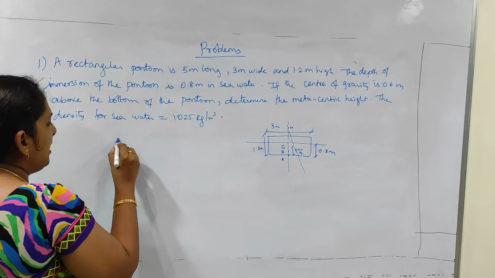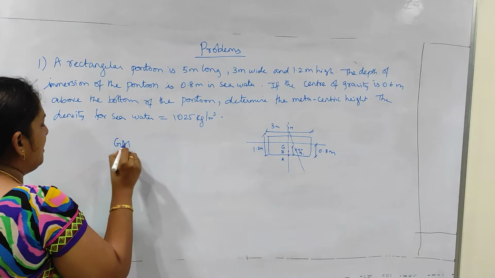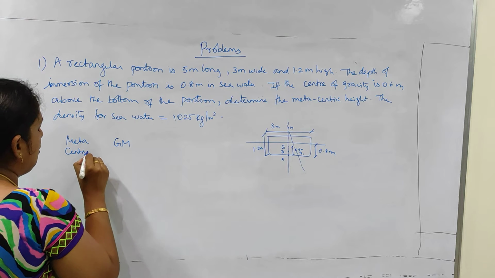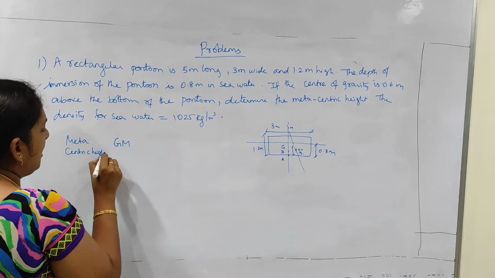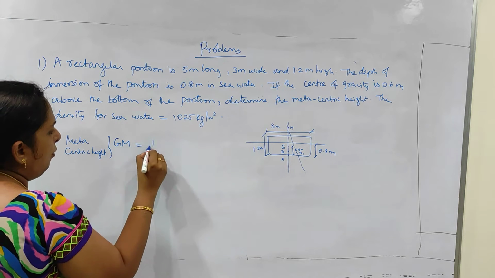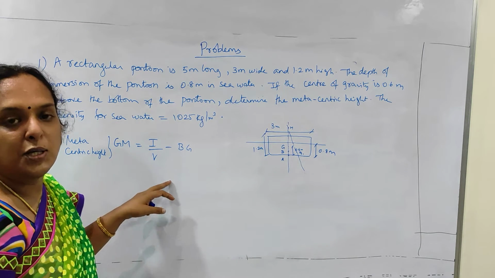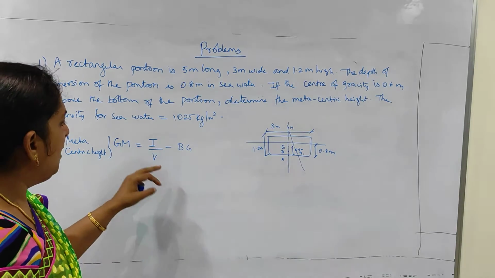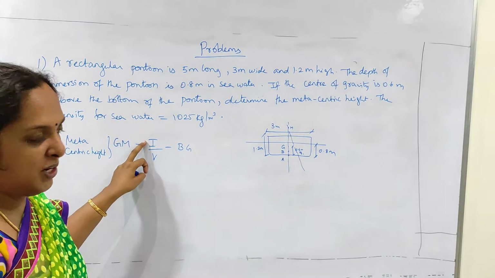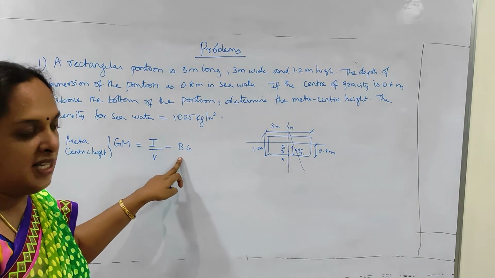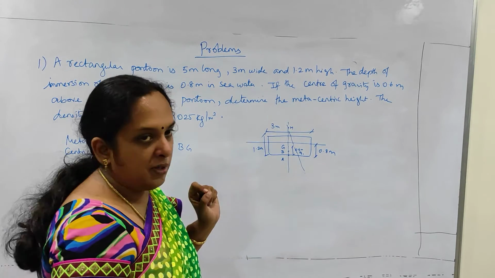So what is the equation for the metacentric height? Just now we have derived the equation using the analytical method. Metacentric height GM is equal to I by V minus BG. Now I have to find I, the moment of inertia, V, the volume, and BG, which is at this distance.